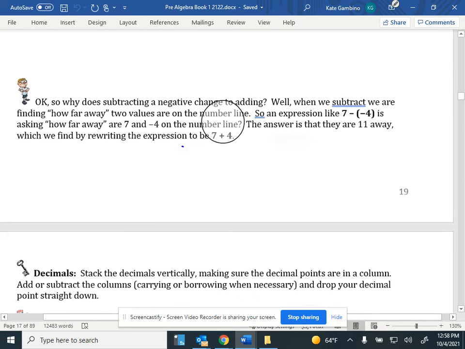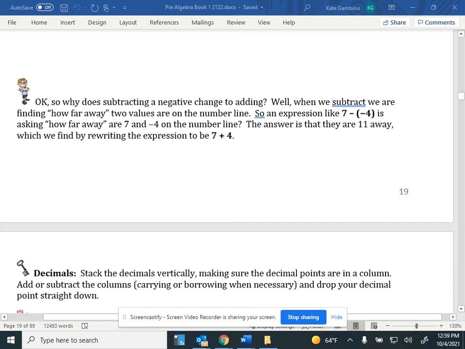Okay, so why does subtracting a negative number change to adding? Why does that happen? Well, when we subtract, we're finding how far away two values are on the number line. So an expression like 7 minus negative 4 is asking how far away are 7 and negative 4 on the number line. The answer is that they are 11 away, which we find by rewriting the expression to be 7 plus 4. So you're finding out how far away the first number and the second number are.